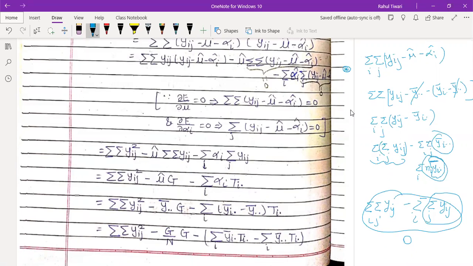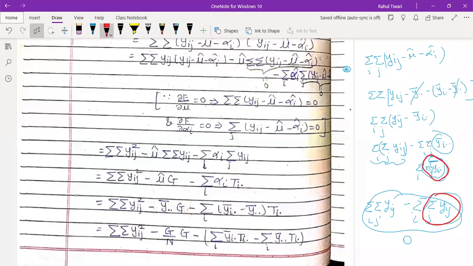Summation over j, Ti bar. Ti dot. Correct. So this portion is nothing but summation over j of yij, and we already have Ti dot here. Therefore, this is something like a minus a. So the answer turns out to be 0.